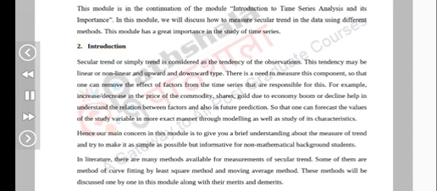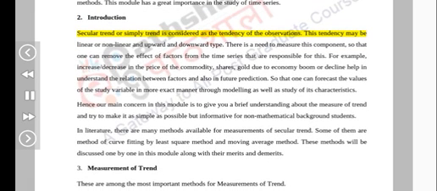2. Introduction. Secular trend, or simply trend, is considered as the tendency of the observations. This tendency may be linear or nonlinear, in upward and downward type. There is a need to measure this component, so that one can remove the effective factors from the time series that are responsible for this.